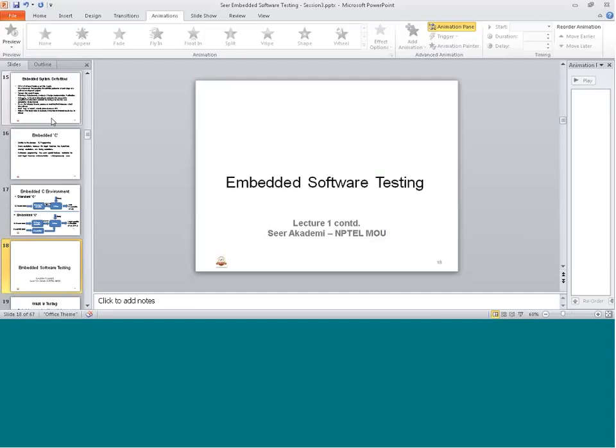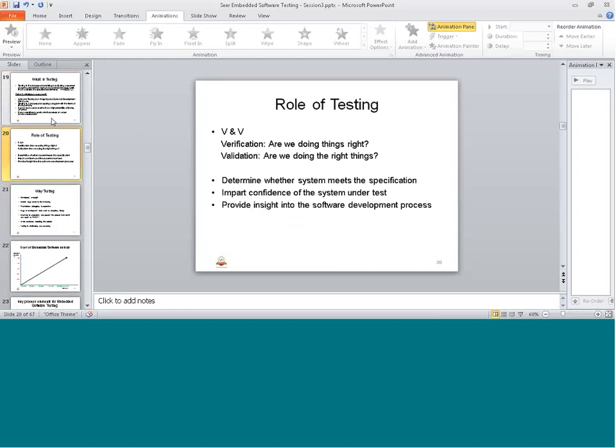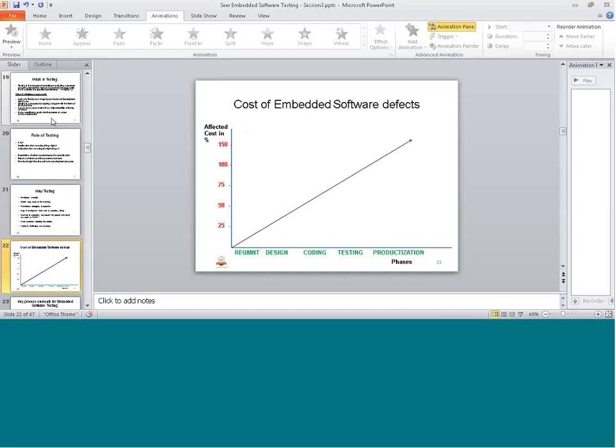We also had a basic understanding of embedded software. We had gone through some of the testing definitions from IEEE and other sources. We understood the role of testing, why testing is needed, what is the cost of defects if testing is done at different stages: the test requirements, design, coding, testing, production, etc.